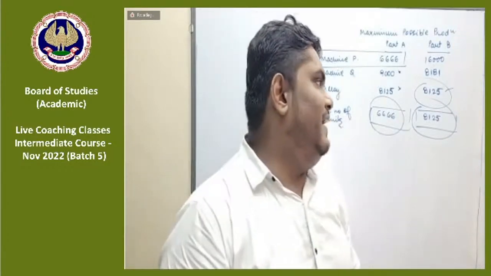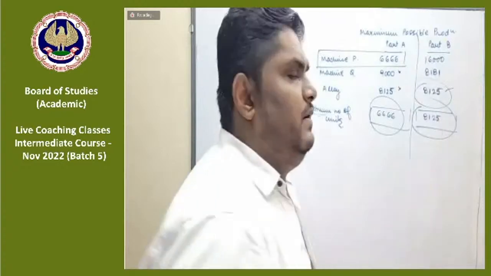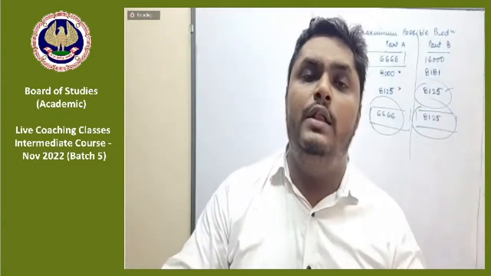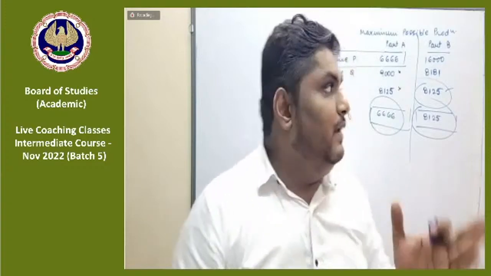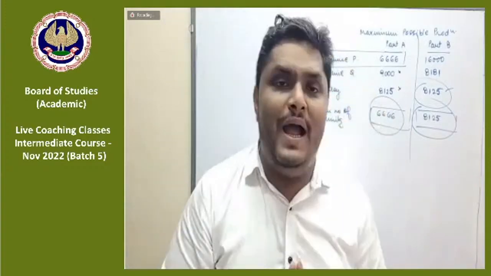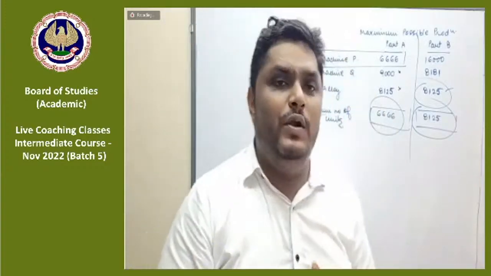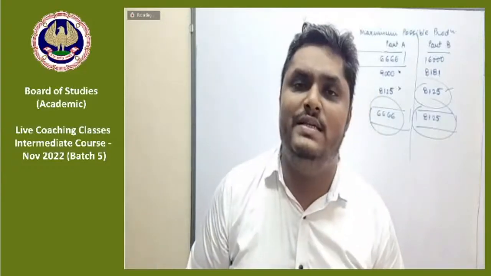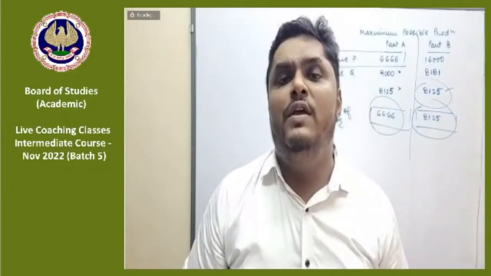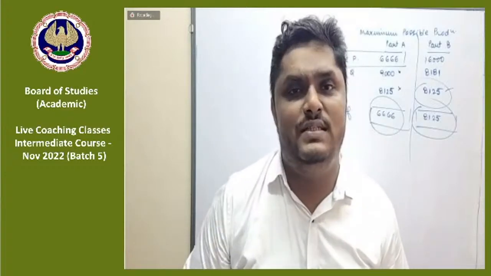I repeat again, guys, this is a very simple question, wherein even though the other two elements allow us to manufacture more number of units, in part A the maximum number of units that can be processed by machine P is only 6,666 units. So at the most, we can manufacture 6,666 units only.